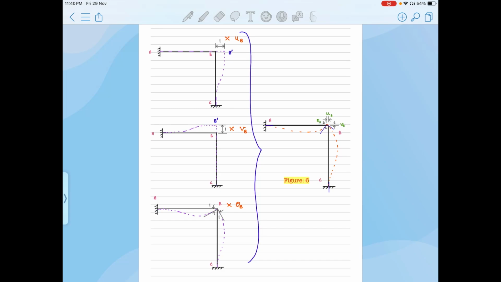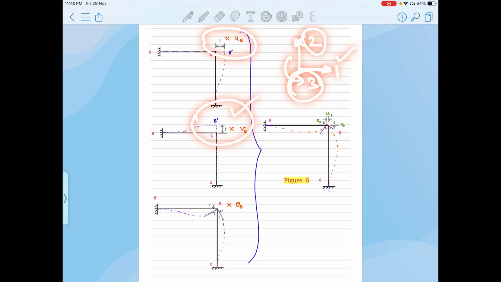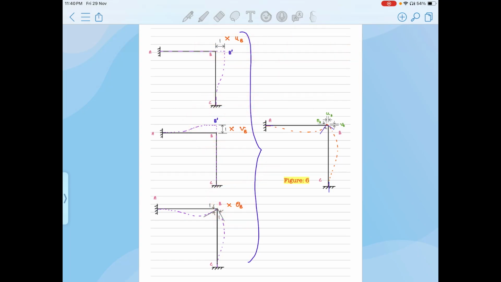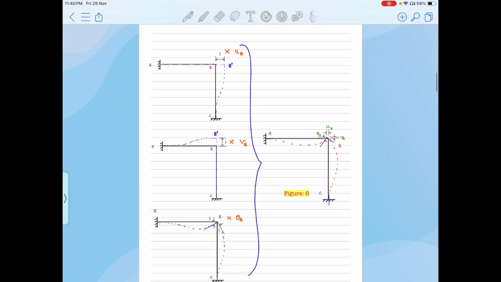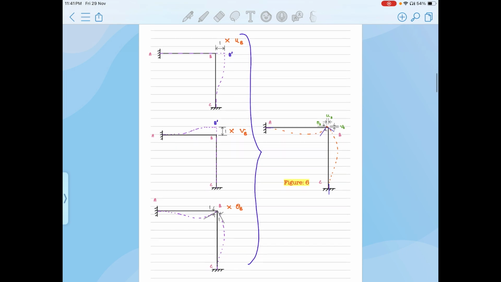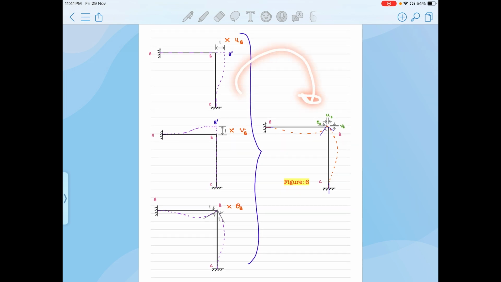That means, to explain it better, in this case, this is degree of freedom 1, this is degree of freedom 2, and this is degree of freedom 3. So first I will apply unit displacement along degree of freedom 1, and then unit displacement along degree of freedom 2, and then unit rotation along degree of freedom 3. In each case, I'll determine what are the forces required to obtain this displaced profile, which corresponds to a degree of freedom, right? And then I will use them as a linear combination, that is UB, VB, and theta B. The right value will give the actual displaced profile.